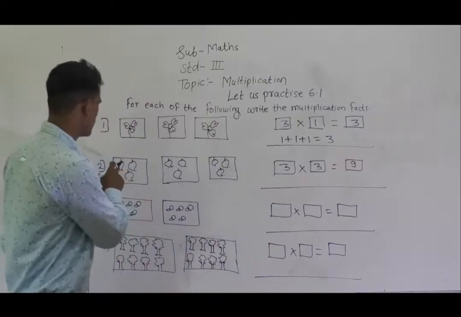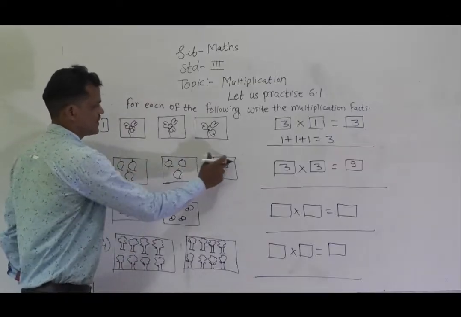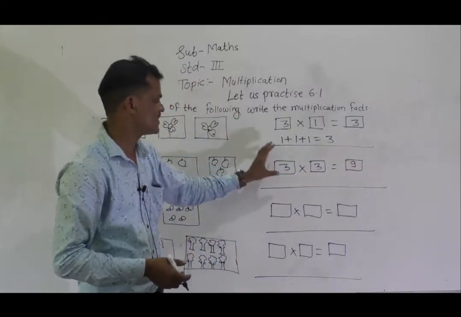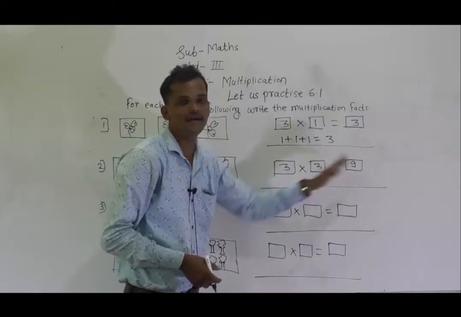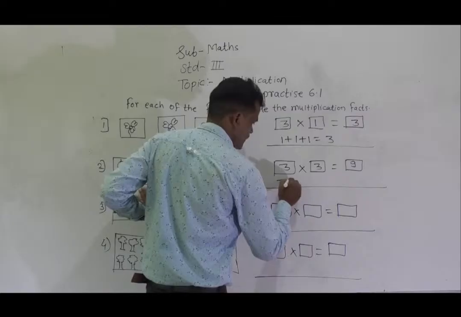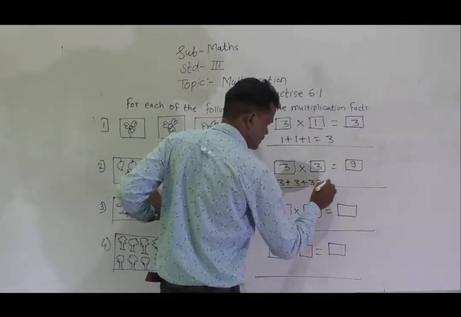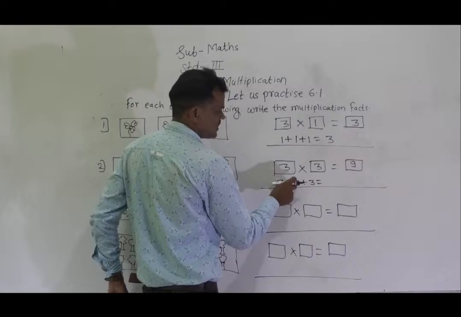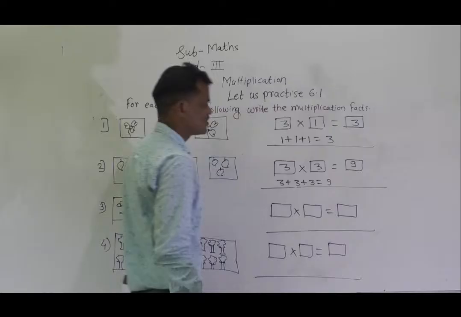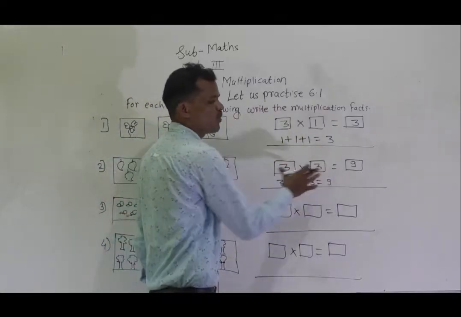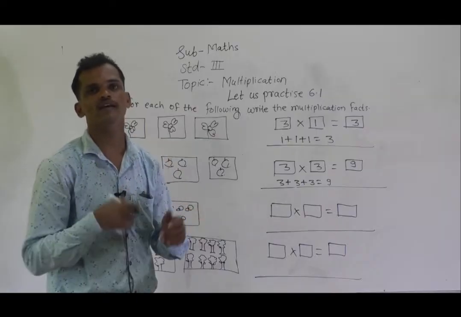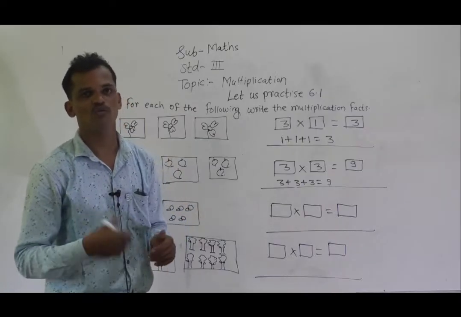Okay, see here you can count 1 2 3 4 5 6 7 8 9. So here 9 comes as the product. Okay, this is the multiplicand, multiplier and product, and we can write the addition fact for this. 3 plus 3 plus 3 is equal to 3 plus 3 is 6, plus 3 is 9. Okay, so this is the easiest way to add the same number. Multiplication is the easiest way to add the same number more than 1 or 2 times.